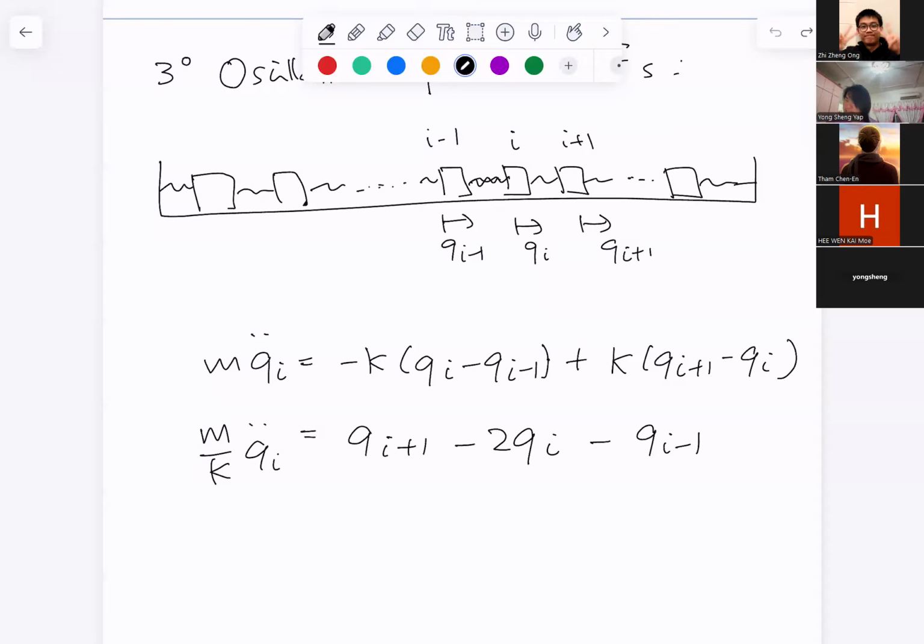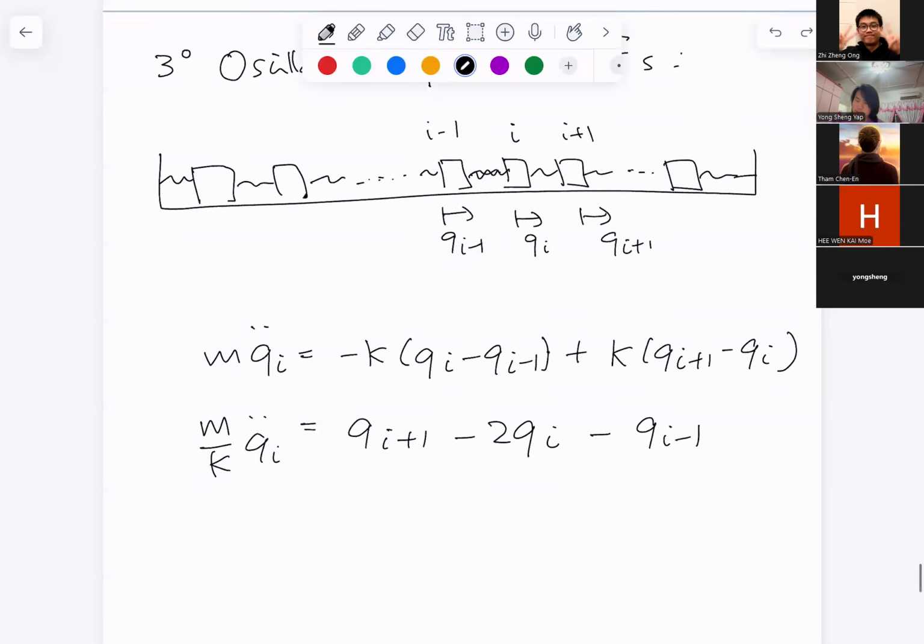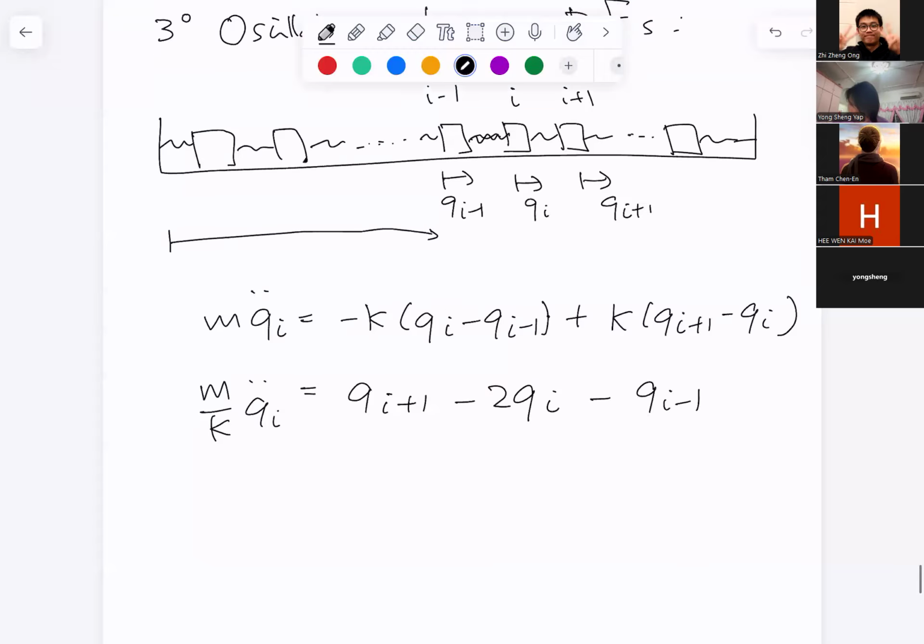So what would happen in that regime? We can't actually define the ith block. Instead, we need to define where the block is along the x coordinate. The displacement of the ith block cannot be described by the ith position, but rather by the displacement at the x position of the ith block. So we have an x direction here.